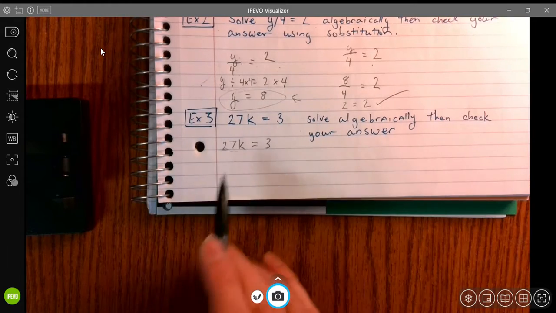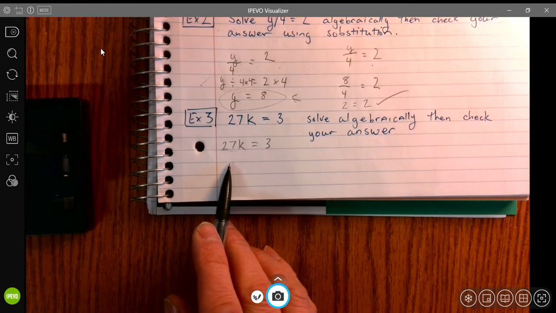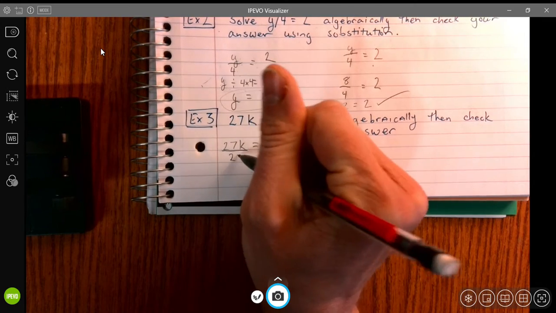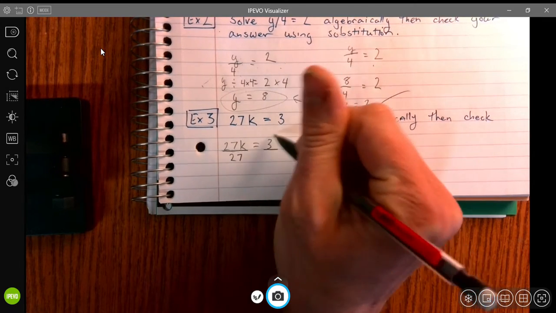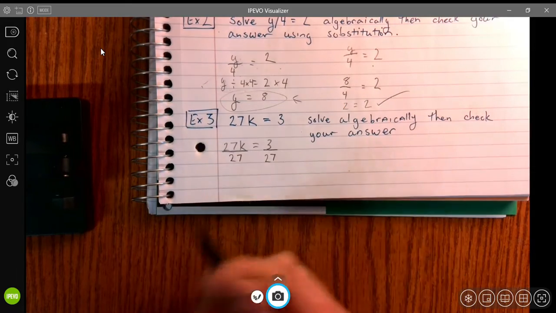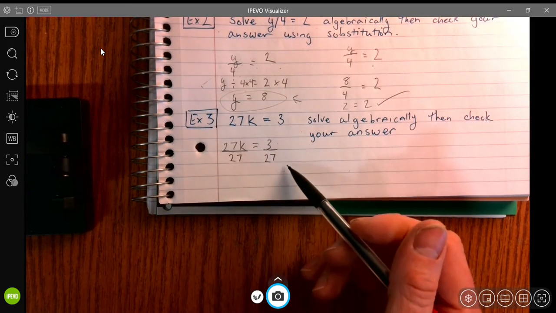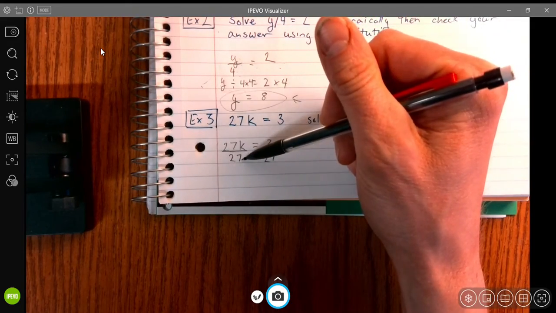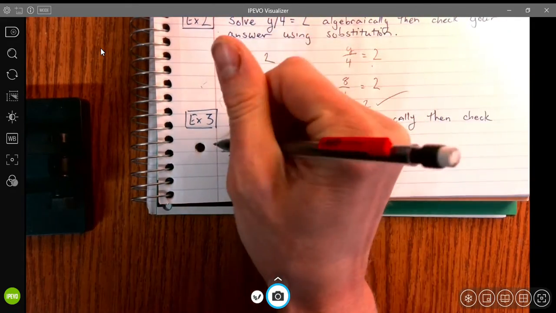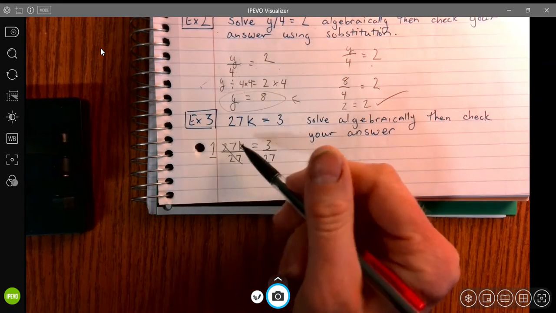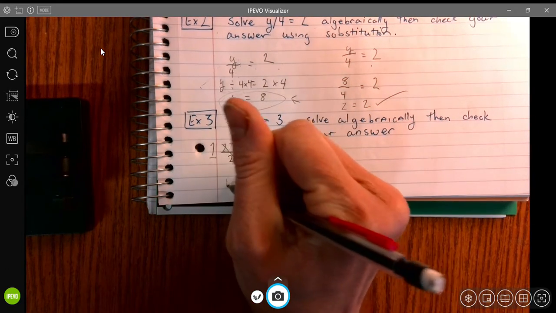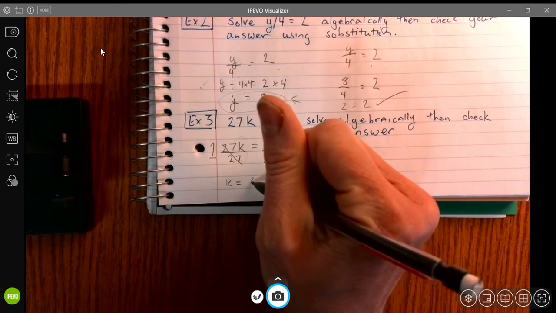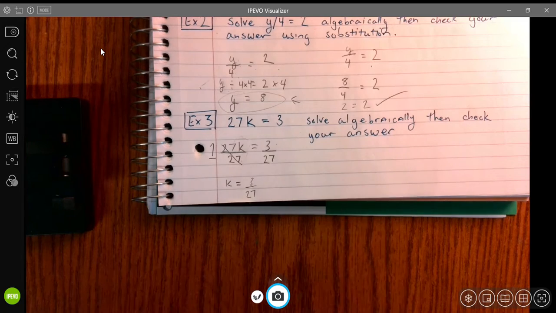This time I'm going to write it as a fraction, because that's the same thing, right? So I can say 27k divided by 27 is equal to 3 divided by 27, or the fraction 3 over 27. If you look over here, 27 divided by 27 is 1. Okay, so all I'm left with is the k. So if I rewrite my answer now, k is equal to 3 over 27.